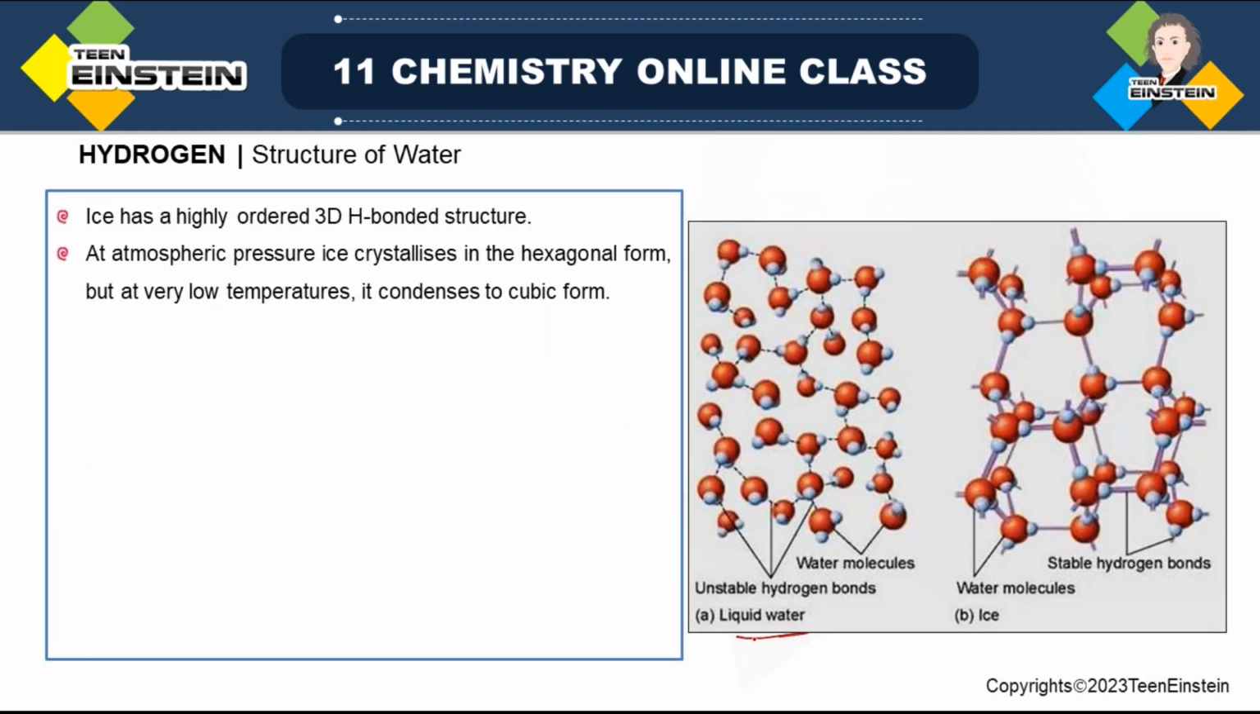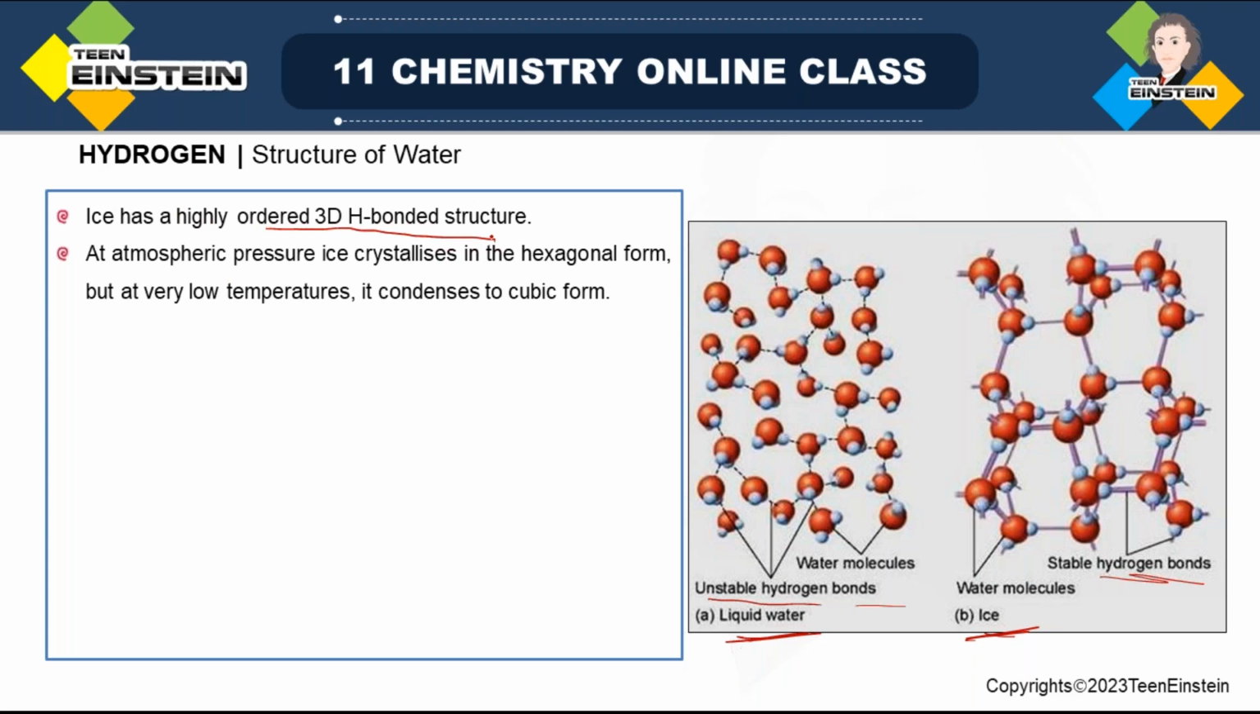So here you can see liquid water hydrogen bonding, and this is the solid phase hydrogen bonding. If you look at this picture, the first thing that will catch your eye is there is more distance, that is, a cavity type of thing is present in the ice structure, which is not present in water molecules. Here the hydrogen bonds are not so stable. Here it is a stable hydrogen bond. Ice has a highly ordered 3-dimensional hydrogen bonded structure.